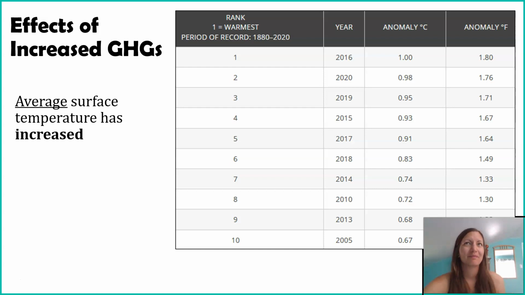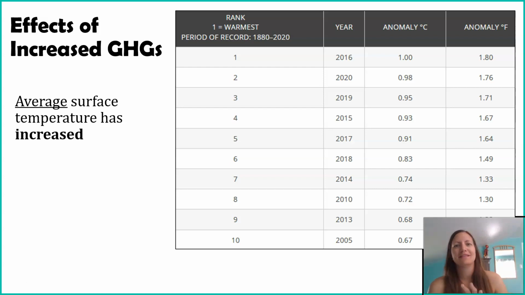The most potentially obvious impact we're seeing is increased surface temperature. This should make sense. If you have more greenhouse gases, you're going to have a stronger greenhouse effect. If you build more greenhouses in general, you're going to have more warming. This should be fairly obvious. We know carbon dioxide is increasing. We know carbon dioxide is a greenhouse gas, so therefore we expect it to be able to trap more heat.